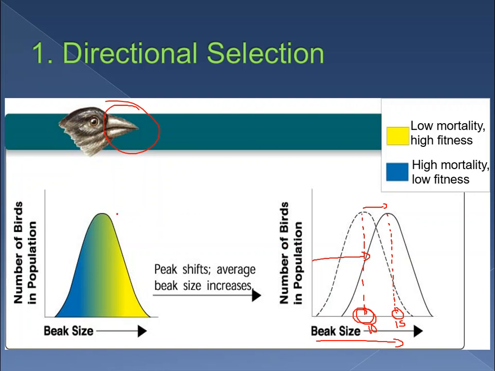And individuals kind of in this yellow portion that had larger beak size in the initial population had higher fitness. They had more offspring, their offspring reproduced, and so on and so on. Whereas individuals that had smaller beaks in the initial population had lower fitness. They died more often, they had less offspring. That's what's behind this shift in beak size.